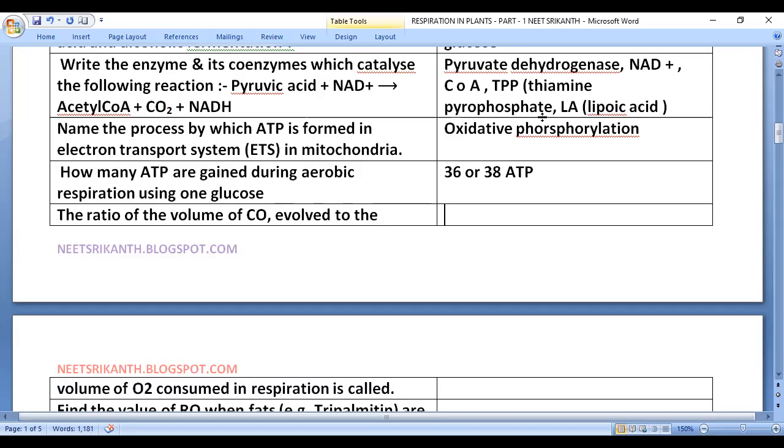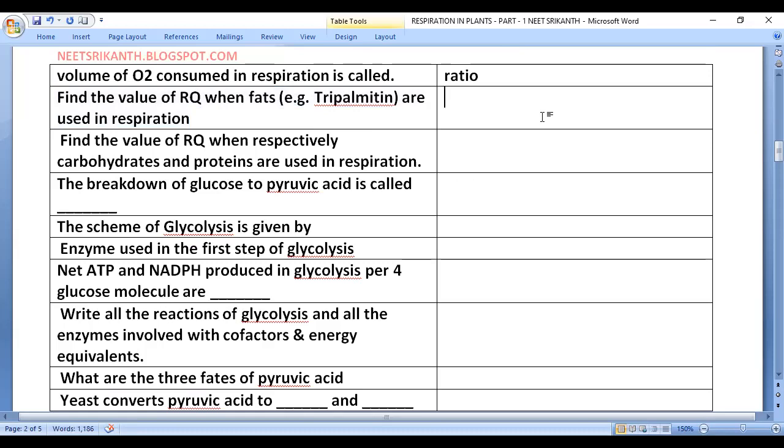The ratio of the volume of carbon dioxide evolved to the volume of O2 consumed in respiration is called respiratory quotient or respiratory ratio. Find the value of respiratory quotient when fats like tripalmitin are used in respiration. 0.7. For carbohydrates it is 1.0 and for proteins 0.9.